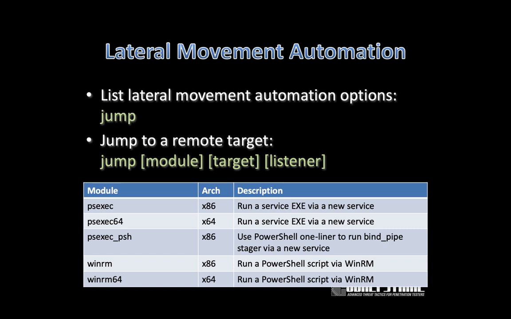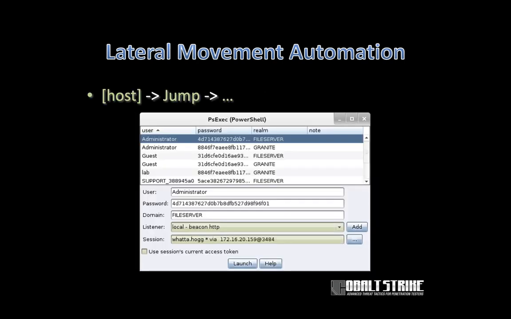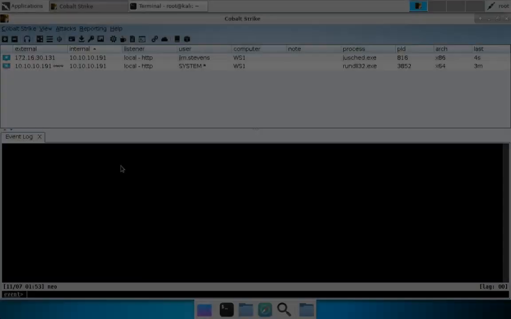All of these options, with the exception of psexec PowerShell, are stageless. One thing to note as well is that you can extend the jump command with new modules using Cobalt Strike's aggressor script. You have access to the jump command and its modules by right-clicking on a host, going to jump, and choosing a particular module, and that will open up this dialog for lateral movement. So if you prefer working through a user interface, you can do that here.